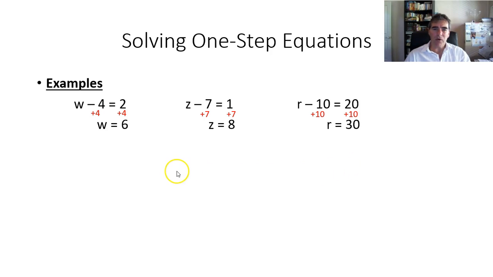So our shortcuts that we might have seen from our inspection, solving by inspection, you may have worked out that if we just do the opposite, so 2 plus 4, 1 plus 7, 20 plus 10, and that will give us the answers there. So let's have a look at some more.